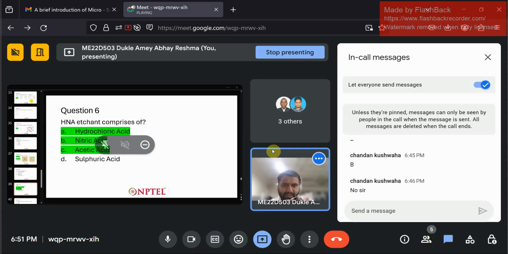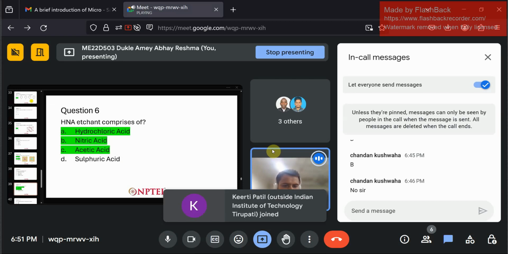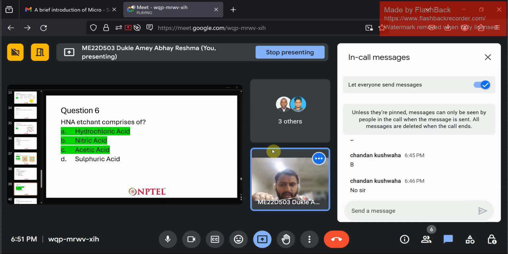So HNA basically has all the three: hydrochloric acid, nitric acid, and acetic acid. It's a mixture of all the three acids that is used for etching. It can achieve very high etch rates, and it is also highly isotropic in nature. Basically, it can etch anything, because you can see there are three very strong acids being used here. So it achieves a high etch rate, as well as it can etch in an isotropic manner in all directions.